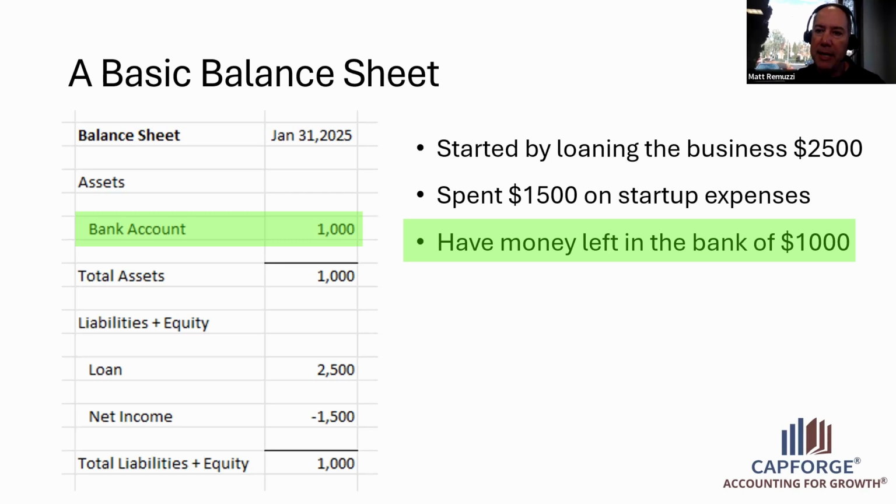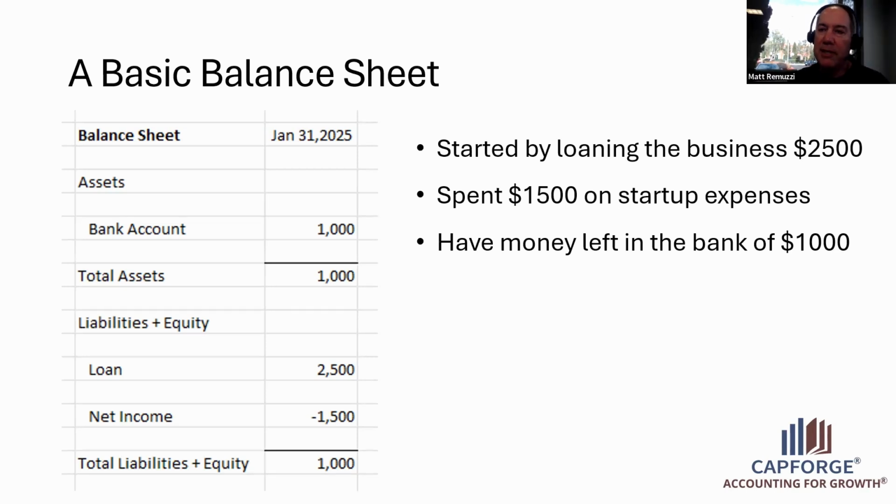We have $1,000 in the bank. Great. That's the sum total of our assets. We have a loan. We owe $2,500. We have net income of minus $1,500 because we bought some stuff for the business. None of it was assets, so it's not on the asset side, it's just expenses. So we lost $1,500 so far. And that leaves us with total liabilities and equity of $1,000. If right now we had to pay that loan back, we'd be in trouble because we only have $1,000 and we still owe $2,500. But hopefully that $1,500 we spent to get the business up and running will allow us to make some money, bring some more cash in and start making payments on the loan.